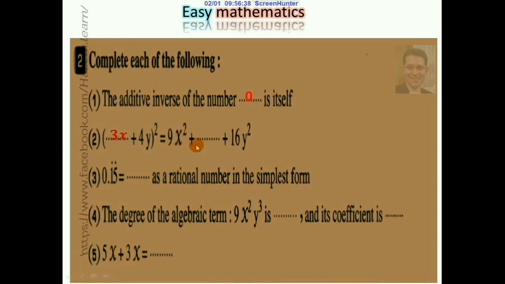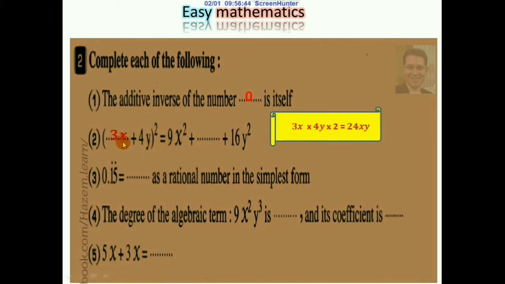What about the middle term? When we want to find the middle term, we must remember that we multiply 3x by 4y by 2 like that to get 24xy. This is the middle term. We can write it in this space.